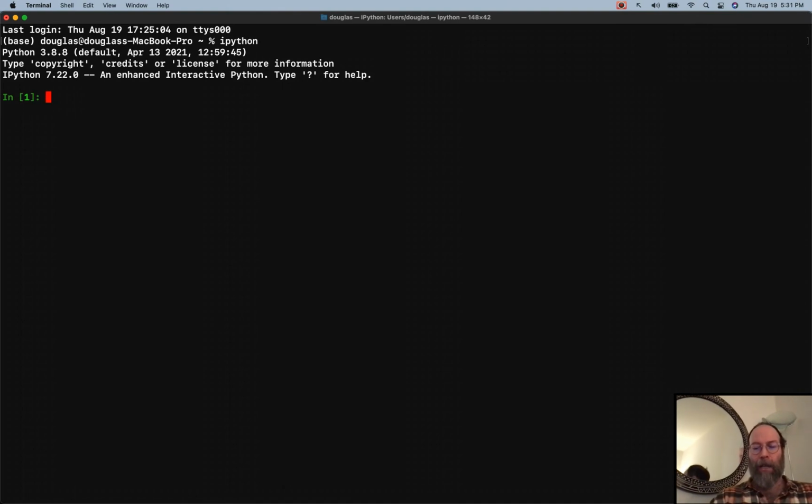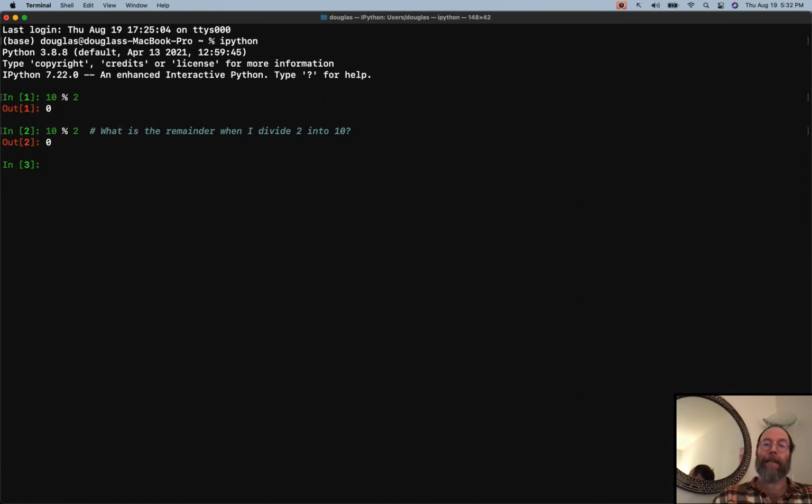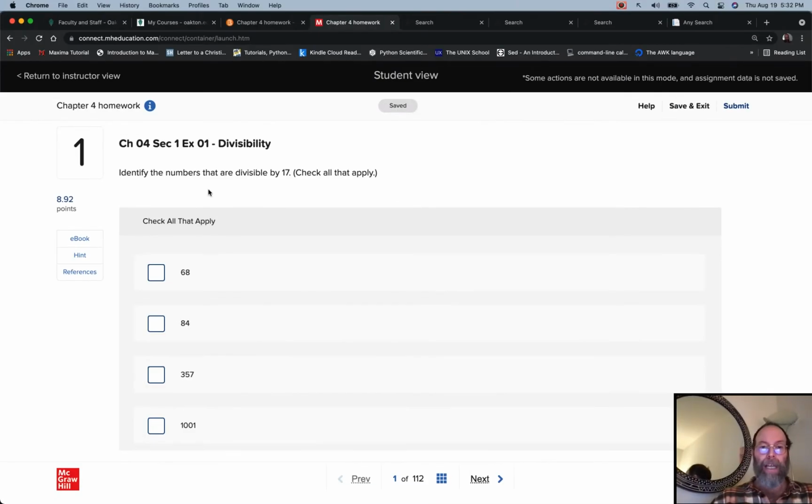Okay, so is 10 divisible by 2? It sure is, because 10 mod 2 is 0. There's no remainder. The modulus or modulo refers to the remainder of a division problem, right? So 10 mod 2 asks the question, what is the remainder when I divide 2 into 10? The remainder is 0, and if the remainder is 0, we know that 2 divides evenly into 10. That's easy, not a big deal.